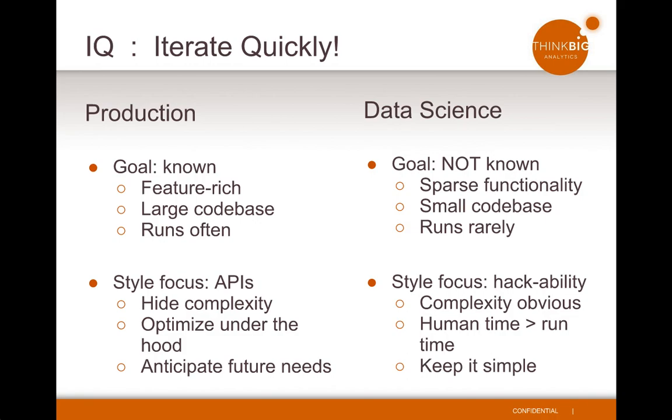So to delve a little bit more into the difference between production and data science code. In production code, you also are typically working with a much larger code base. It can be hundreds to tens, possibly hundreds of thousands of lines of code that typically will run many, many times and will be run by people who had nothing to do with actually writing it.